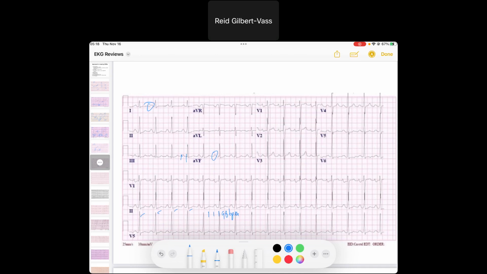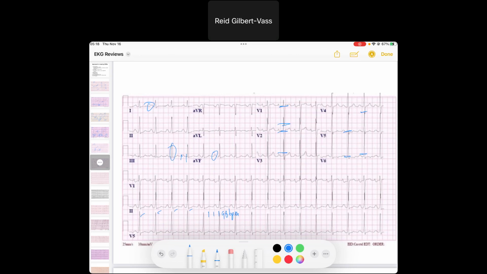My QRSs are narrow, but I see some higher amplitude over V6 and V5. And I see some very negative amplitudes in V2 and V1. And so I might think maybe this person has some ventricular hypertrophy. And since it's the lateral leads, I would say that this might be left ventricular hypertrophy.